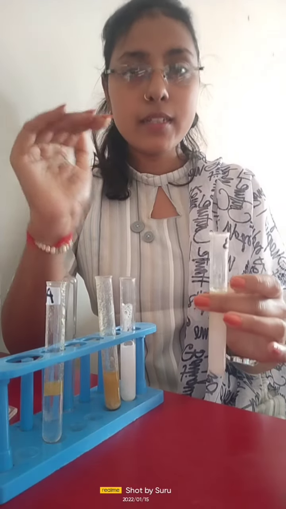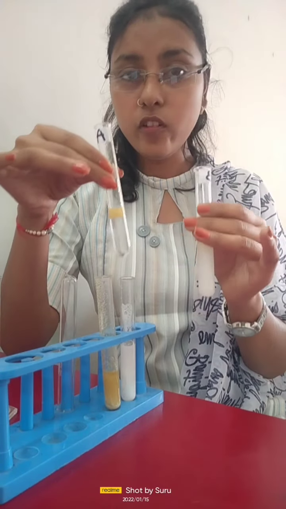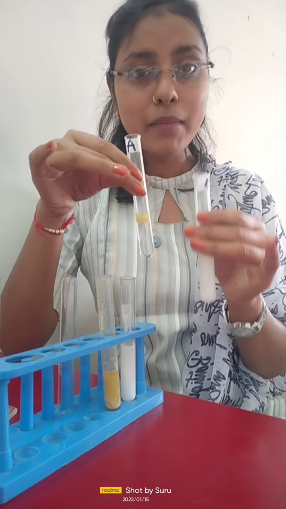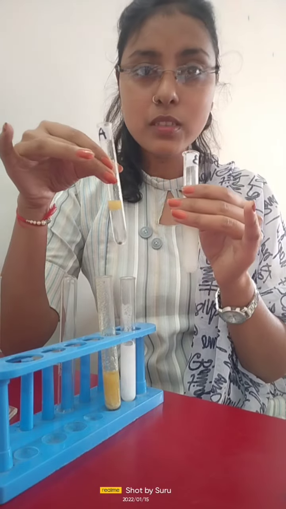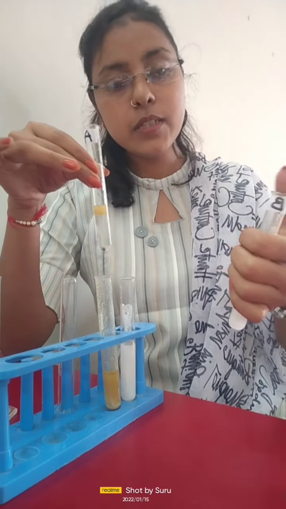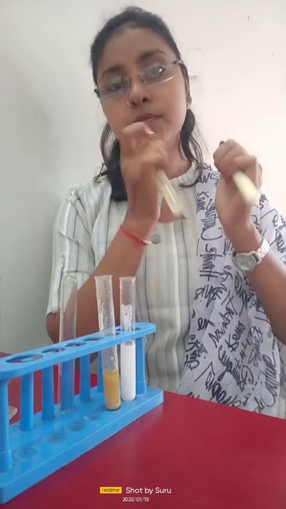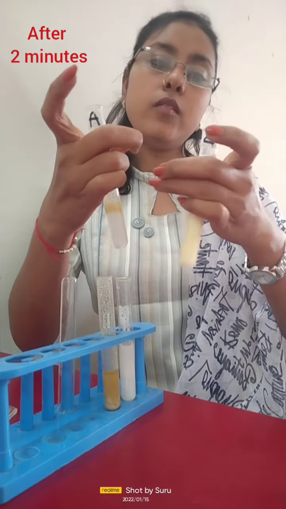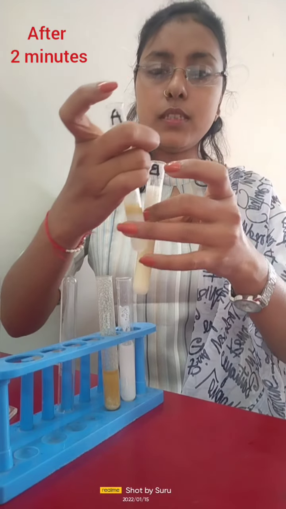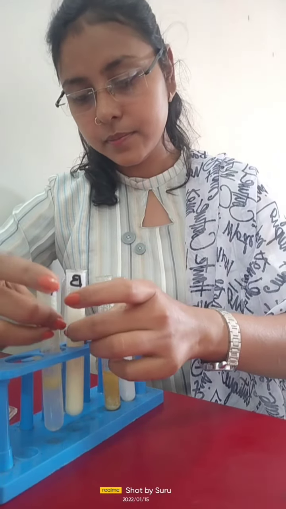Now what will be our next step? We will shake both test tubes A and B for equal time. We will shake them, allow them to stand for a few seconds, and observe what happens next. So let's shake both the test tubes for the same time. Now after shaking both the test tubes for 2 minutes, let them rest.